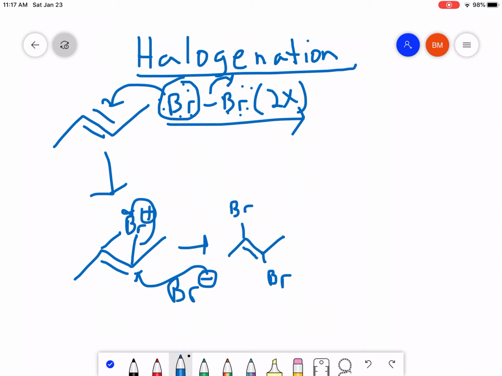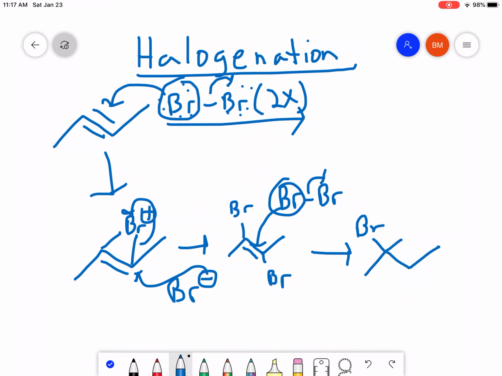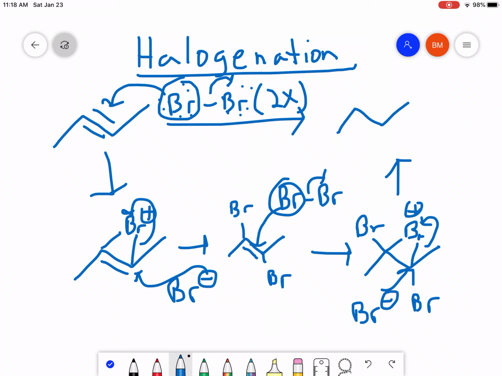But hey, guess what? You got another Br2, and you got another pi bond, so this can happen all over again. So you see there's a lot of Brs floating around here. So you form another bridged bromonium. And that last Br minus comes in, adds and breaks the ring, and voila. You get this.